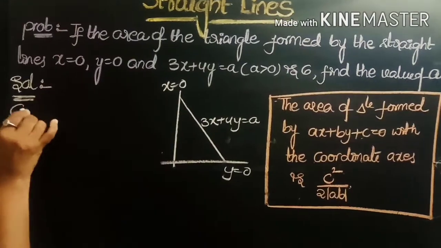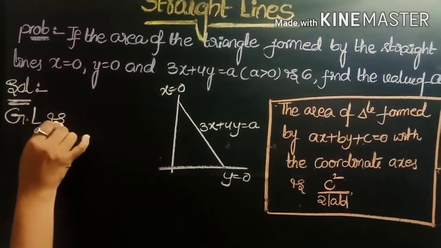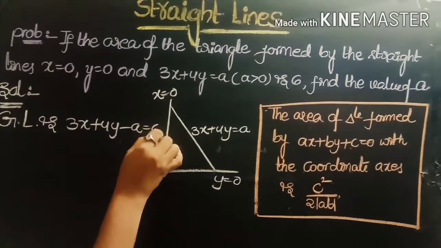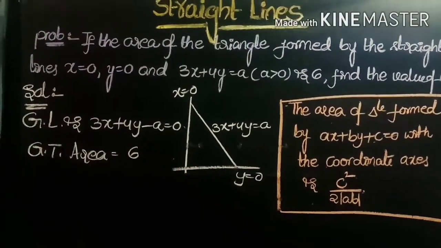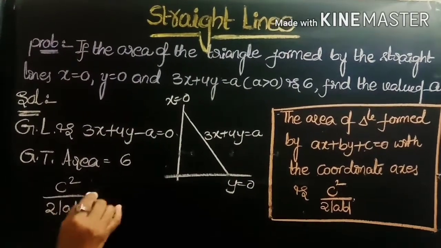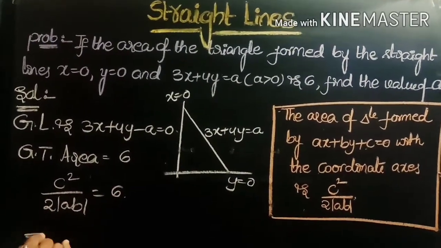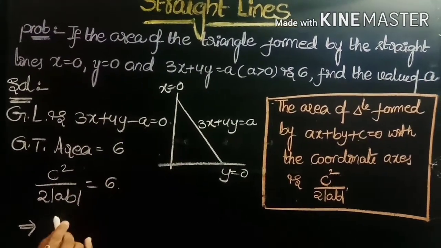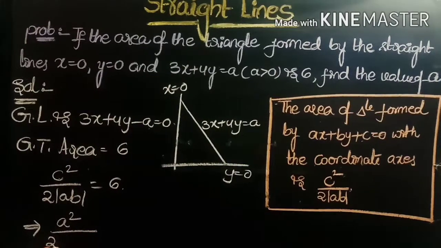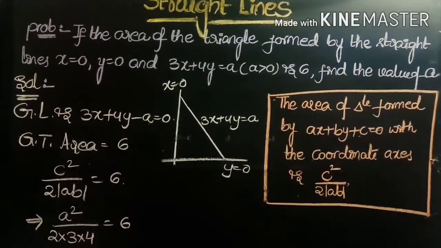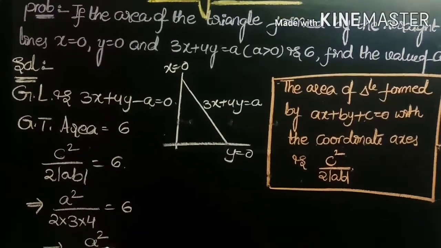So first I write the given line. The given line is 3x + 4y = a, that is 3x + 4y - a = 0. Given that the area is 6, that is c square by 2 mod ab equals 6. Now replacing the values: a = 3, b = 4, c = -a. So c square, a square, by 2 into 3 into 4 equals 6. That is a square by 24 equals 6.